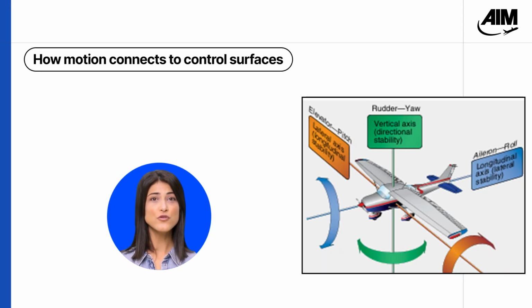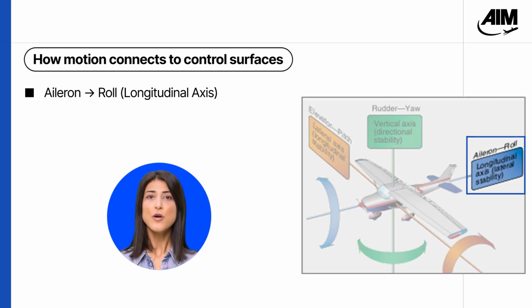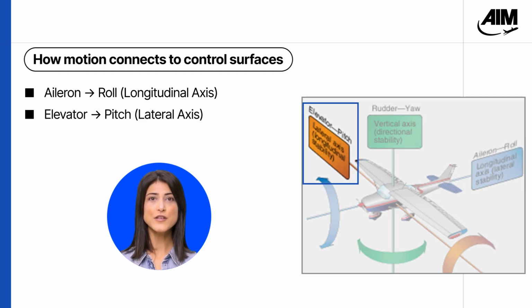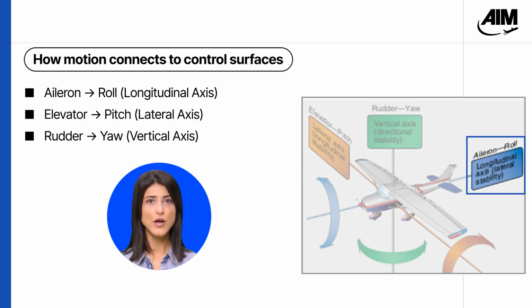Each primary control surface moves the aircraft around a specific axis. Ailerons control roll along the longitudinal axis. The elevator controls pitch along the lateral axis. The rudder controls yaw along the vertical axis. Knowing this supports accurate inspection and troubleshooting.